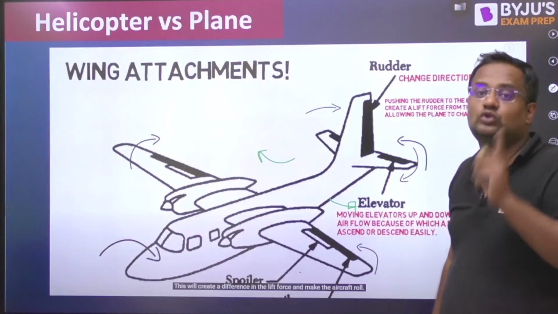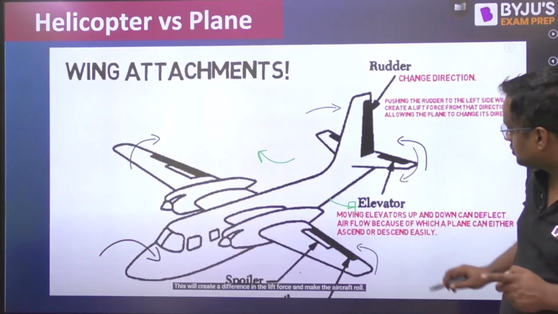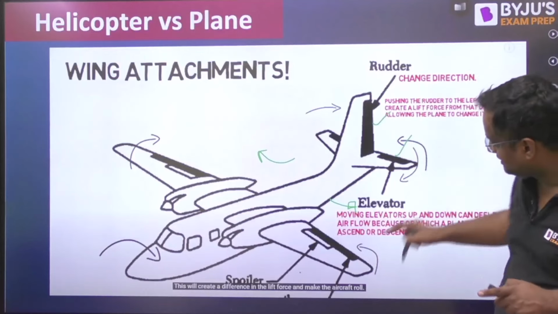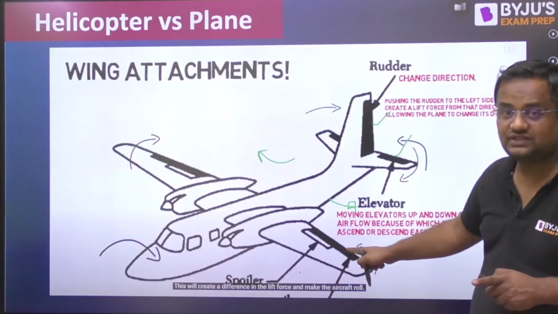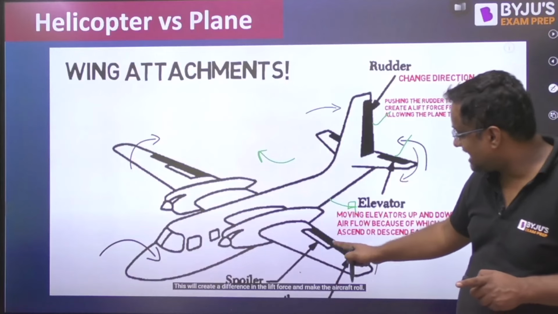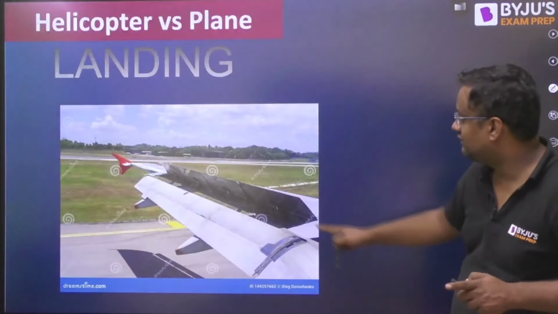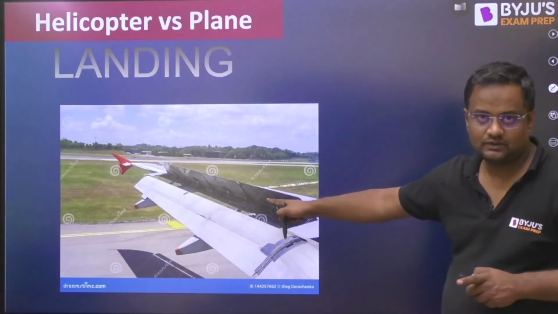But in that case, there will be jerk to the passengers. Okay. So, this is a rudder. This is an elevator. Here are the wings, guys. And you have seen that these are moving. These flaps are moving. Like when you are landing, it is like this.